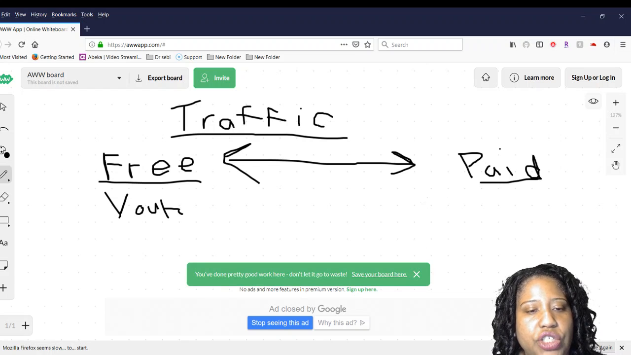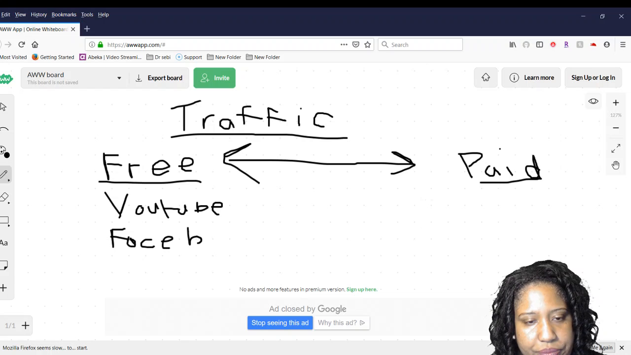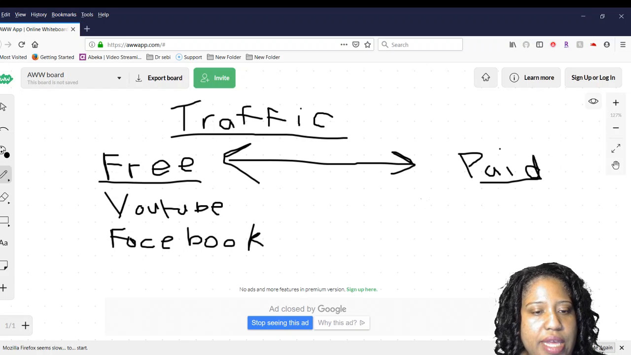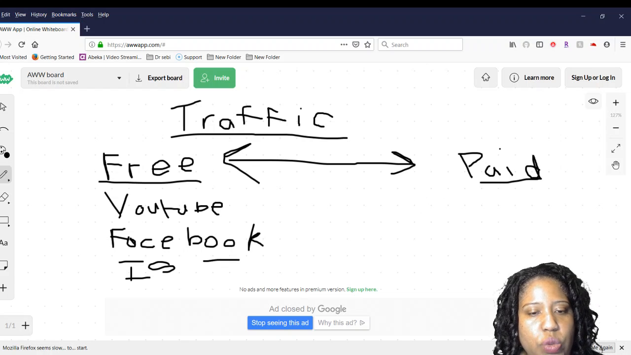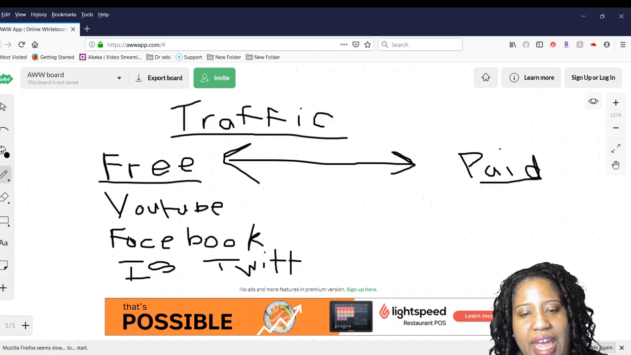And I just usually like to put social media, but I'm going to really break down some of the free methods that you can use. It can be Facebook. It can be Instagram. Just going to put IG. And it can even be Twitter. Yes, people are still using Twitter. You will be surprised.